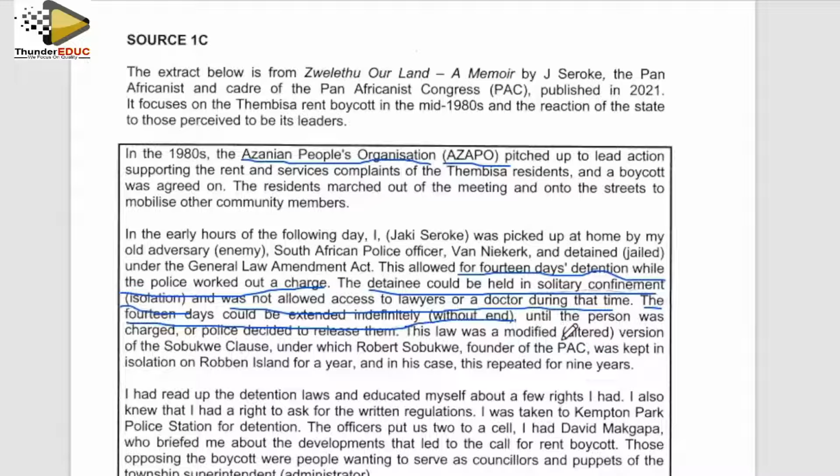So you pick any three there. That is where you get the provisions. So the 14-day detention, while the police are establishing a charge, then the detainee could be held in solitary confinement or in isolation. It's another provision. And also the fact that the detainee would not be allowed access to lawyers or doctors during that particular time of detention, another provision. Or the 14 days could be extended indefinitely without end. So those were the provisions of the General Law Amendment Act. Right, we'll move on to the next question.